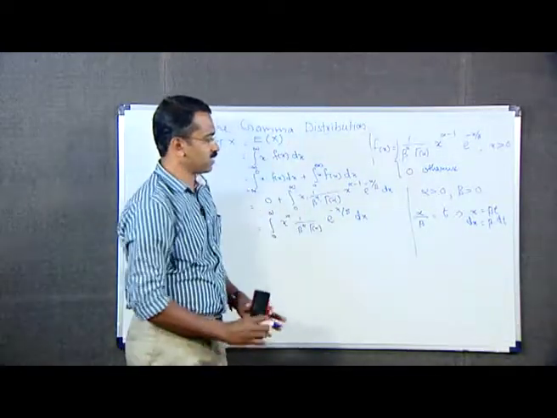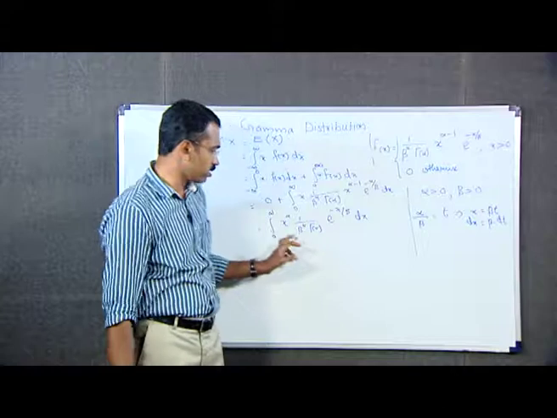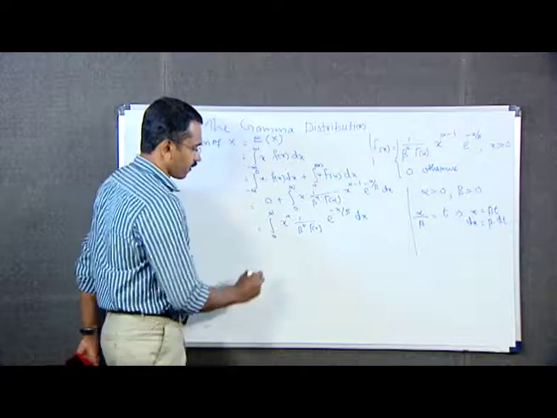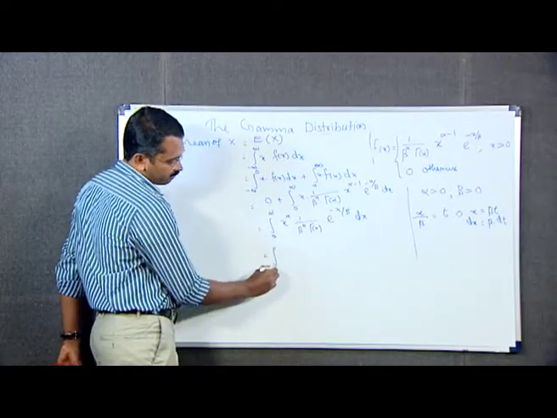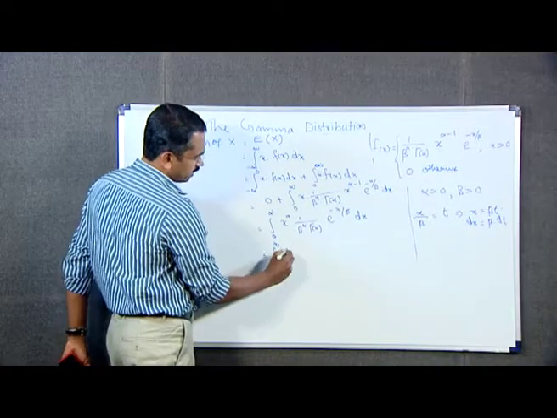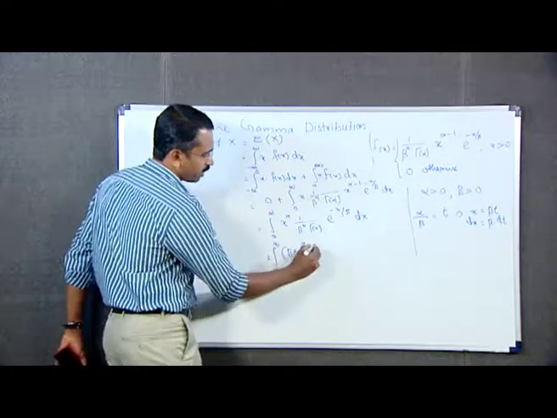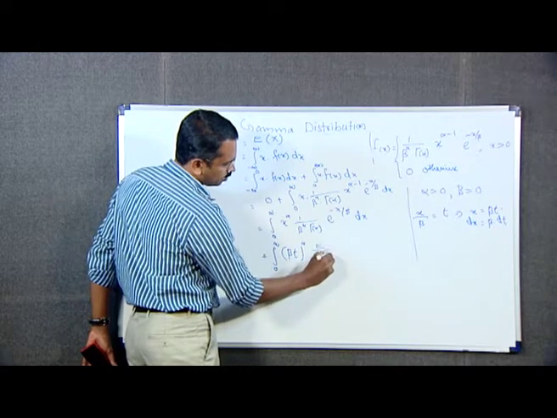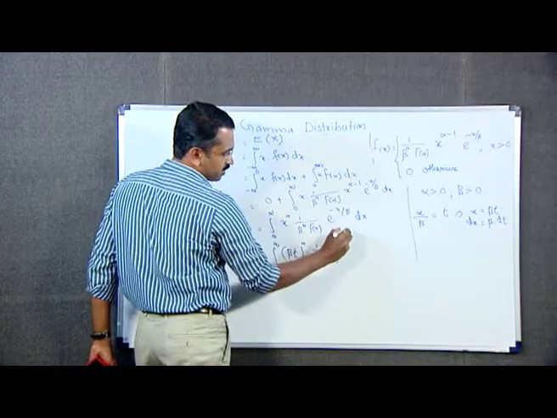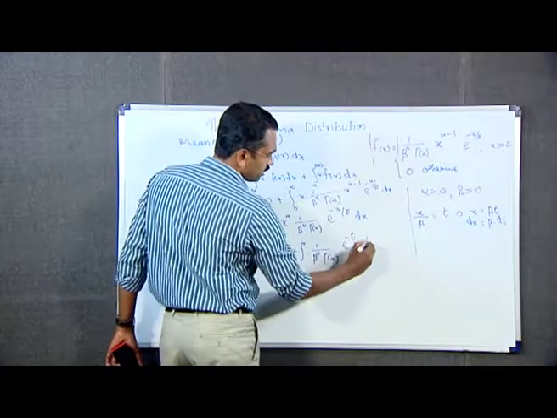The limits of integration are when x is equal to 0, t is also equal to 0, and when x is equal to infinity, t will become infinity. Therefore, this is equal to integral from 0 to infinity. x raised to alpha means beta t all raised to alpha, into 1 by beta raised to alpha into gamma alpha, e raised to minus x by beta is e raised to minus t, dx is beta dt.